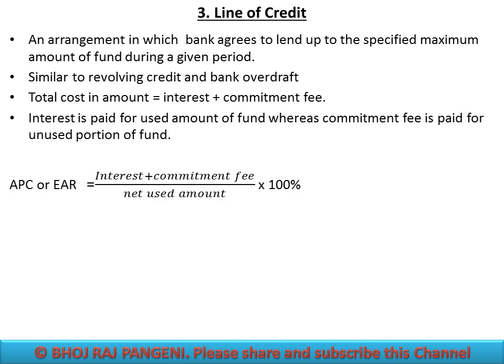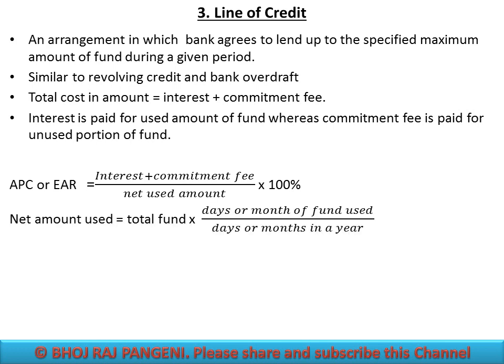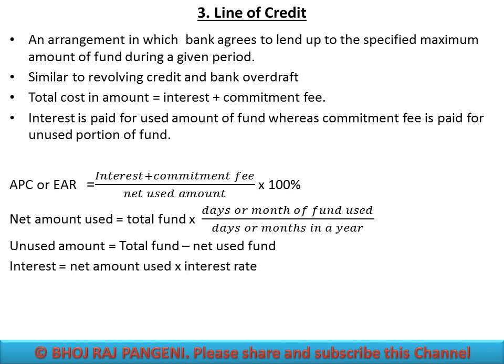Then APC or EAR equals interest plus commitment fee divided by net used amount, times 100%. Net used amount equals the total fund times days or months of fund used divided by days or months in a year. The unused amount is the total fund minus net used fund. Interest equals the net amount used times interest rate. Commitment fee equals the unused amount times commitment fee rate.